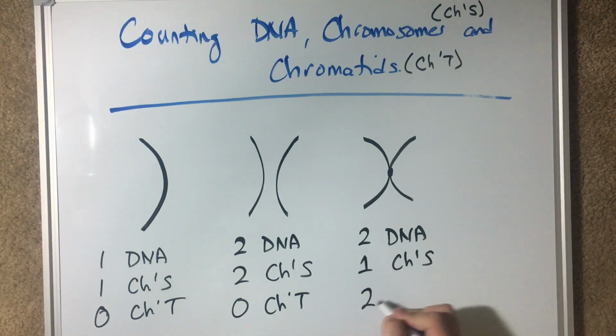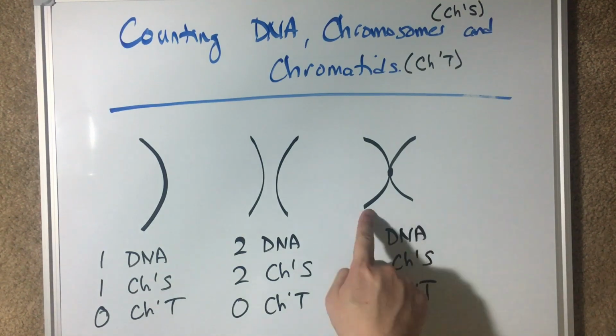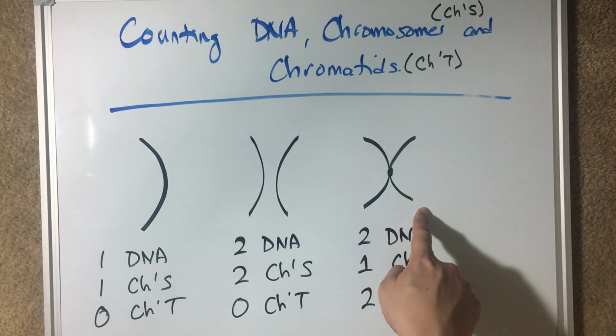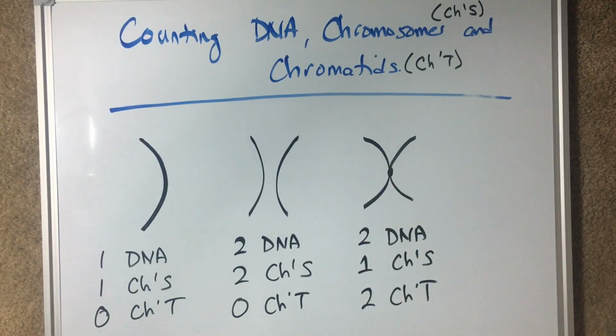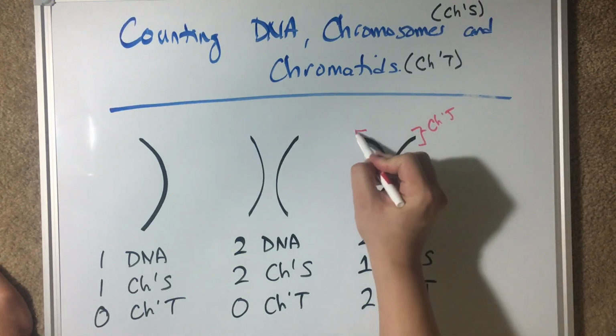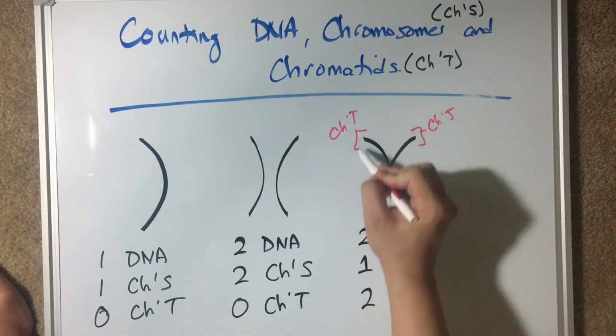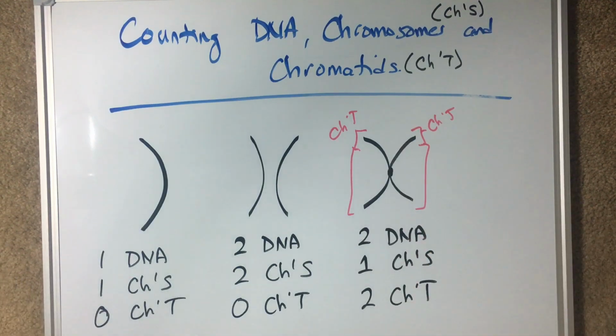Now we have two chromatids. And the reason why they're chromatids is because these two DNA strands are replicates of each other and they are connected there at the centromere. So we're going to say this here is a chromatid and this whole thing here is a chromatid. Okay, this whole piece here. Okay, this one. Let's do one more example.